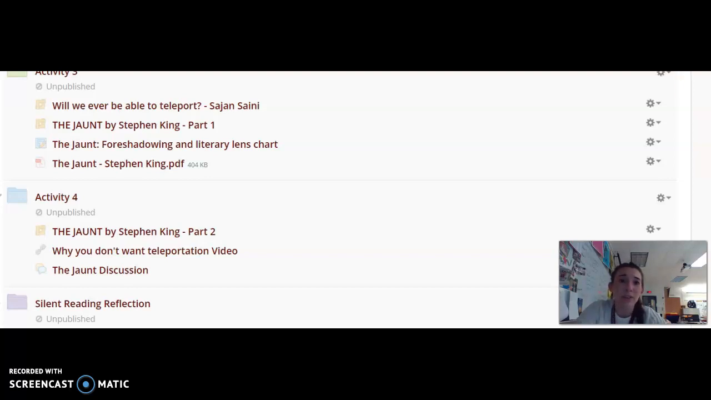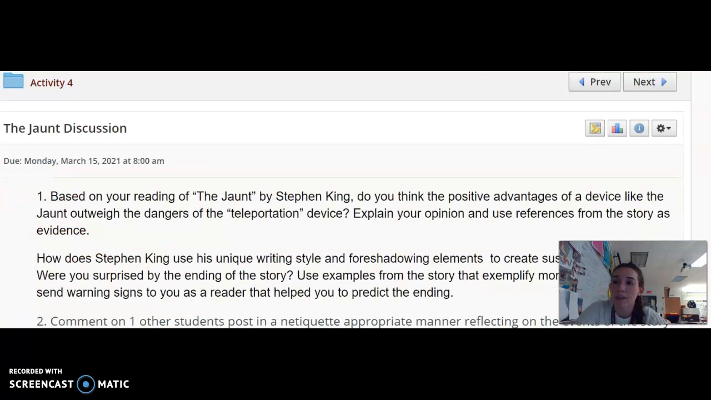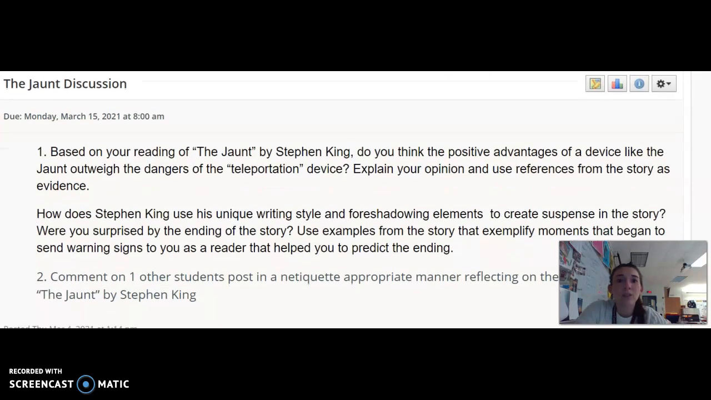And then we have our discussion for The Jaunt. Based on your reading of The Jaunt by Stephen King, do you think the positive advantages of a device like The Jaunt outweigh the dangers of the teleportation device? Explain your opinion and use references from the story as evidence.